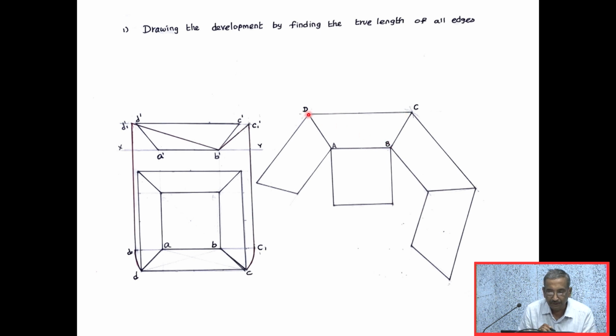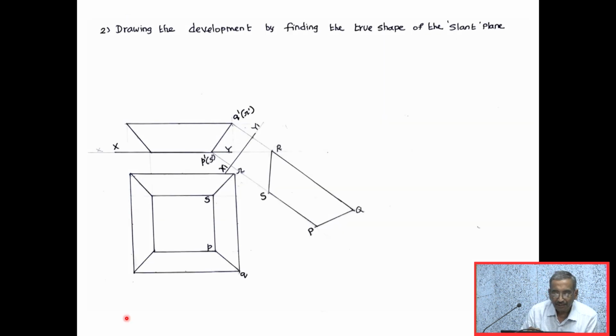So this is one method. In fact, this method will take more time. The second method is drawing the development by finding the true shape of the slant plane. So here we have the top view, we have the front view. The slant plane is PQRS. The front view, the slant plane is seen as a line P dash, Q dash, R dash, S dash.